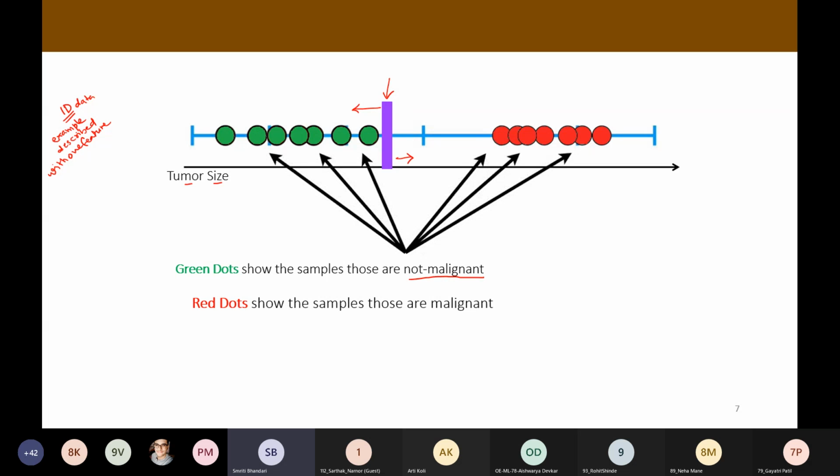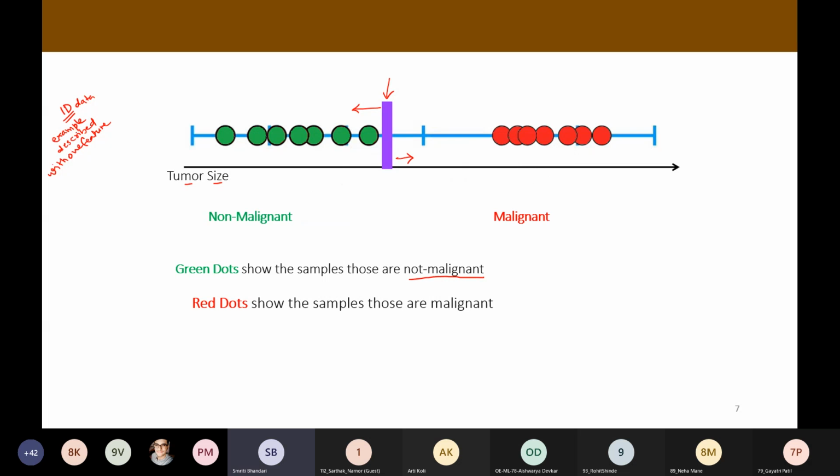Okay, now let us assume that we are having this new sample. So this red dot is my new sample, test sample, and I want to categorize, I want to classify this sample. So what will my system do in this scenario?